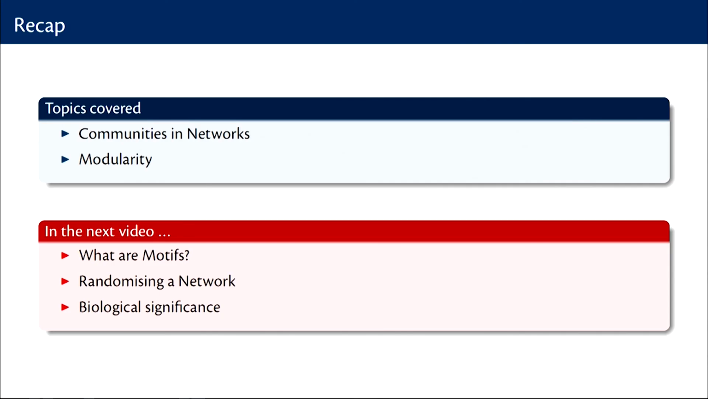So in today's lecture we looked at communities in networks and the concept of modularity. In the next video we will study what motifs are, how you identify motifs, for which you need to identify a null model which is usually obtained by randomization and so on, and what is the biological significance of the existence of motifs, right. What does it mean to have motifs in a biological network?